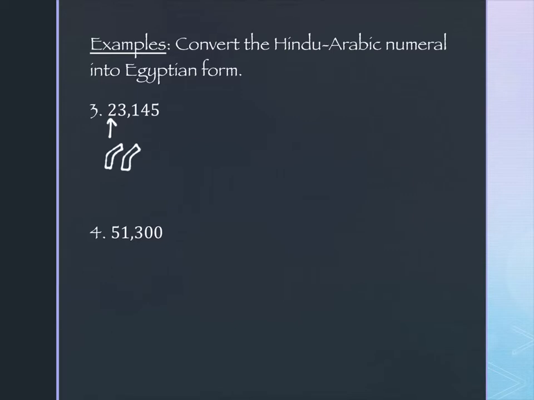The 3 is in the thousands place. What was the thousands place? Lotus flower. We haven't drawn him or seen him much since I mentioned it. So I need how many lotus flowers? 3. My symbols start to look worse over time. All right, my next one is a 1 in the hundreds place. It's a scroll.